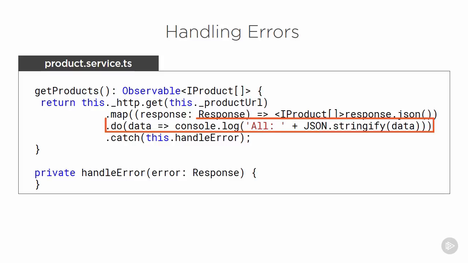And notice here one more thing. The observable has a do operator that allows us to peek at the data returned from the server without disrupting the flow. We can use this operator when debugging to log data to the console, for example. Now let's add HTTP to our product service.